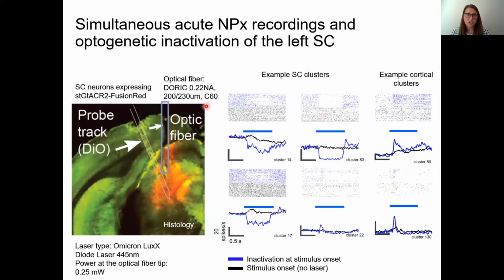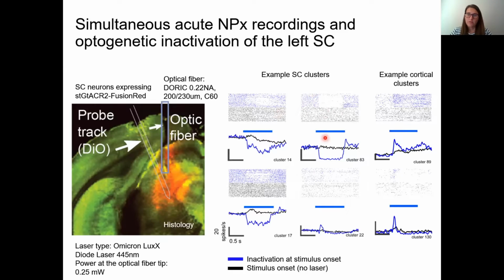And lastly, this is just to show you an example of experiments that I perform using Neuropixels recordings and optogenetic inactivation of the left superior colliculus. Here, I implanted an optical fiber just above the superior colliculus. The probe was labeled with a DIO and was going under some angle just below the area of where the expression of the opsin was. The opsin that I used was the inhibitory opsin STGTA-CR2. It's labeled with red color.